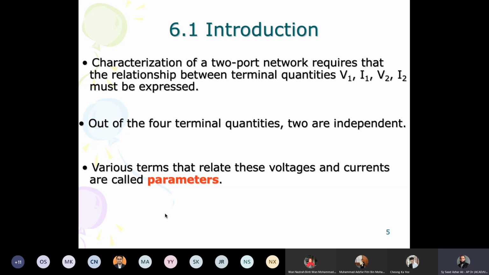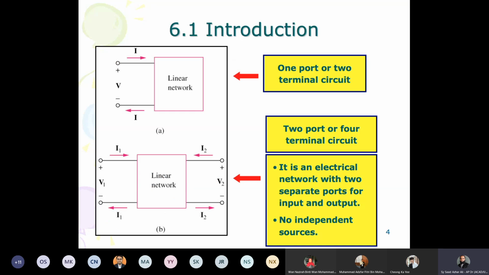Characterization of a two-port network requires that the relationship between the terminal quantities V1, I1, V2, I2 must be expressed. So the thing is that we need to find out the relationship between V1, I1, V2, I2 to express the parameters of that network. Let's hold on.